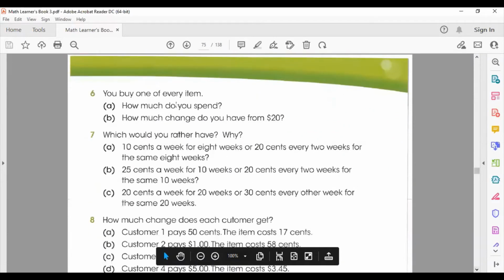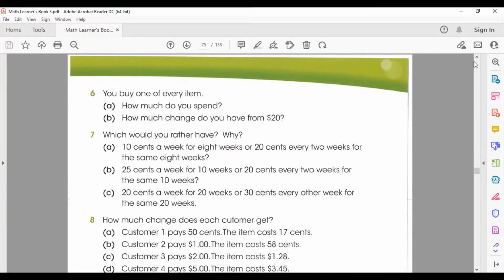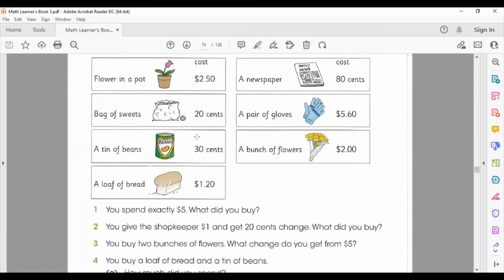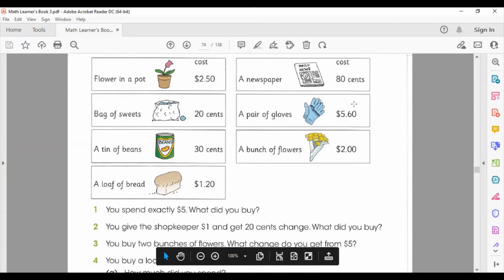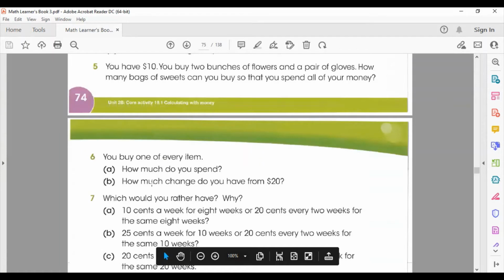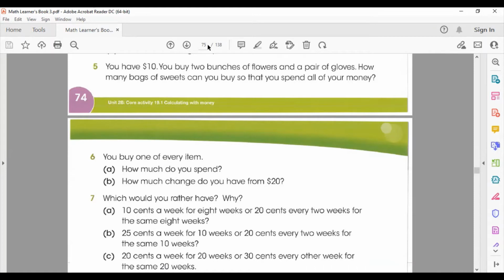Question number 6. You buy one of every item. How much did you spend? We need to add all these item prices: $2.50, 20 cents, 30 cents, $1.20, 80 cents, $5.60, and $2. If we add all these, it comes to $12.60. So if you buy one of every item, it comes to $12.60.